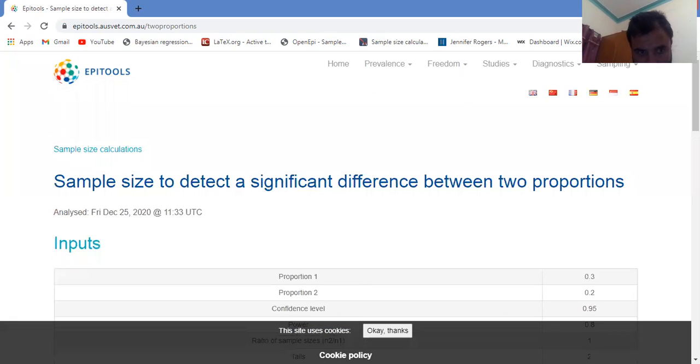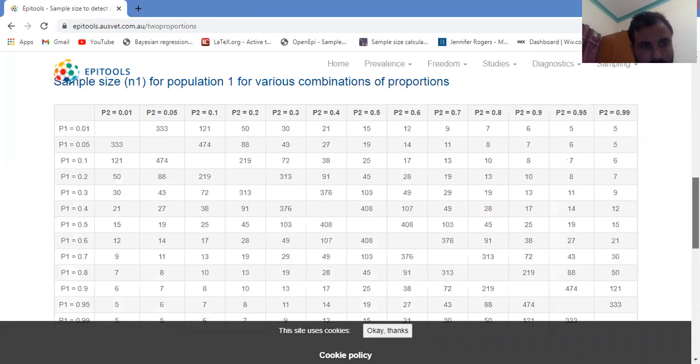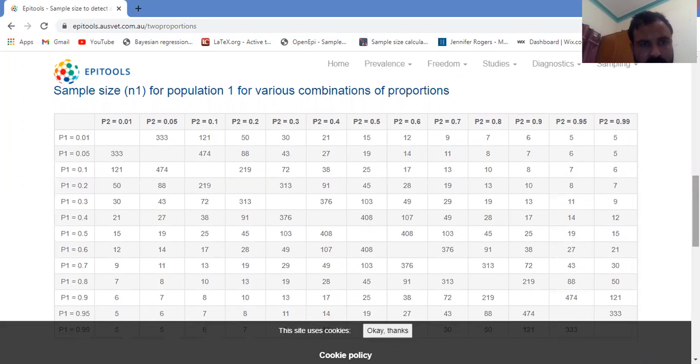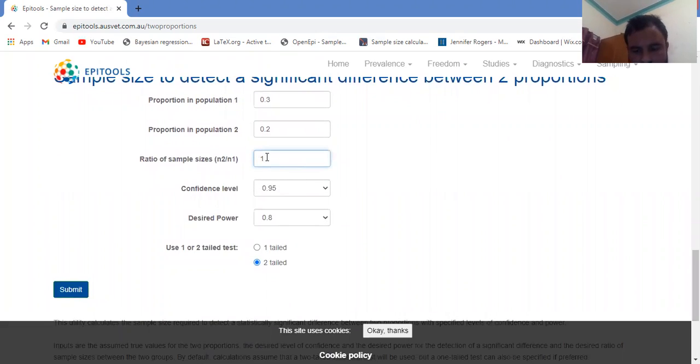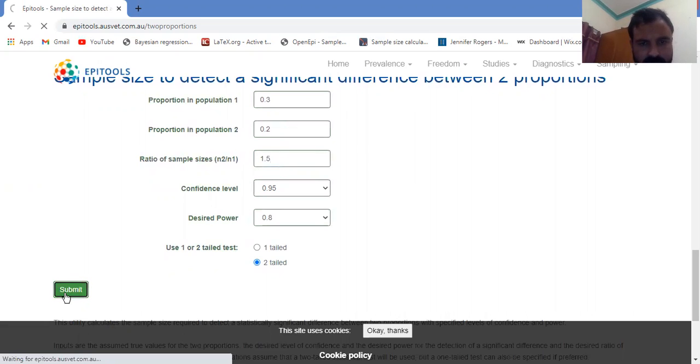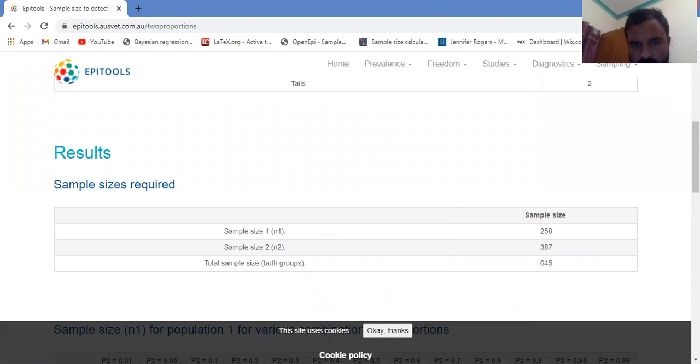We can also see sample size n1 for population 1 for various combinations of proportions. These are different combinations of proportion 1 and proportion 2, and you can see a combination of proportions for selecting an appropriate sample size. If we change the ratio of sample sizes to 1.5, then we check the sample sizes in the groups. Now we need to collect 258 individuals from sample 1 or group 1 and 387 individuals from group 2.